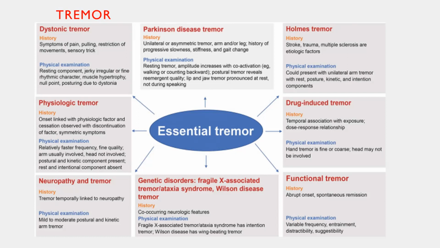Drug-induced tremor, again, most commonly we see with sodium valproate, thyroxine, and salbutamol nebulization; that also causes tremors. Most commonly these are fine tremors. Okay, functional tremors: the patient will have abrupt onset and spontaneous remission. There will be distractibility, variability, and entrainment will also be there.